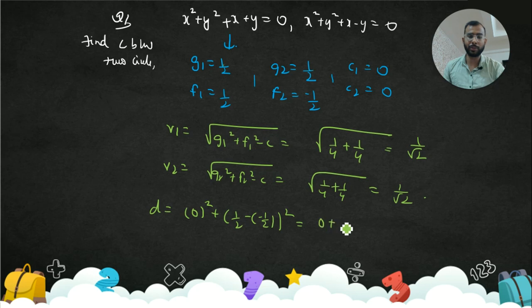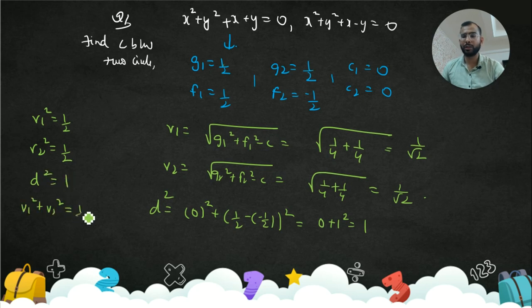Yes or no? 0 plus 1 by 2 plus 1 is 1. 1 square, which is 1. D square, or write D anything. So R1 square is half, R2 square is half, D square is 1. Find out R1 plus R2 square. Half plus half, which is 1, which is D square.